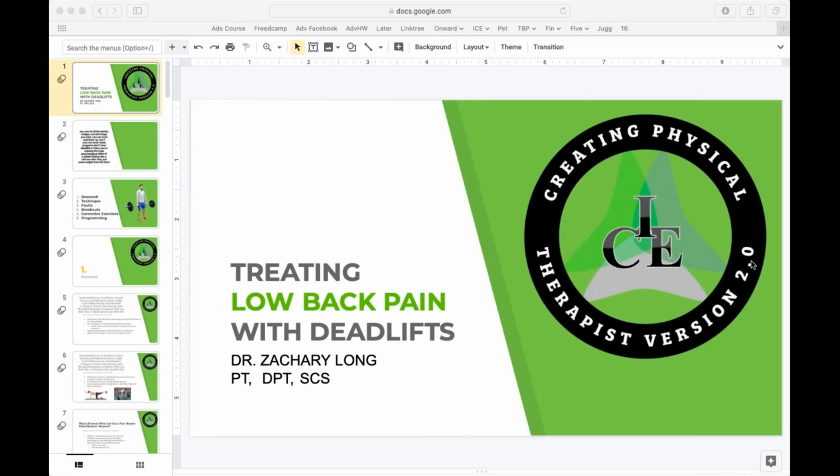Obviously, tonight we're talking about utilizing deadlifts in the management of low back pain, something that I really enjoy talking about. For those of you that don't know me, my name is Zach Long. I'm one of the faculty members inside of the fitness athlete division, teaching both our live clinical management of the fitness athlete course and our advanced concepts course. The advanced I teach with Mitch, and the live I teach with Mitch and Alan.